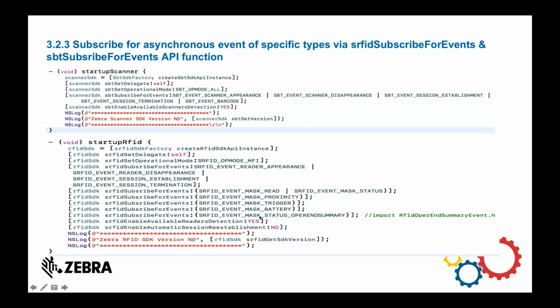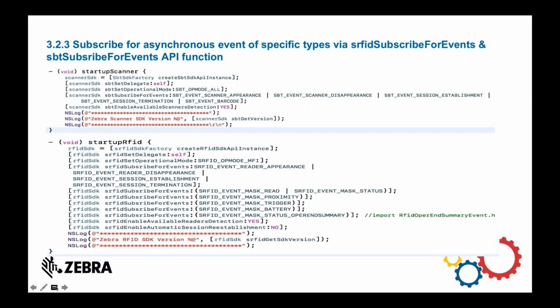We also want to subscribe to the operation and summary events. So this is called a snippet. And this is the snippet for the scanner. So we are interested in the scanner appearance event and disappearance event. We are also interested in the session established event and terminated event. And this one is the barcode data event. You must use this one so your application can receive the barcode data.